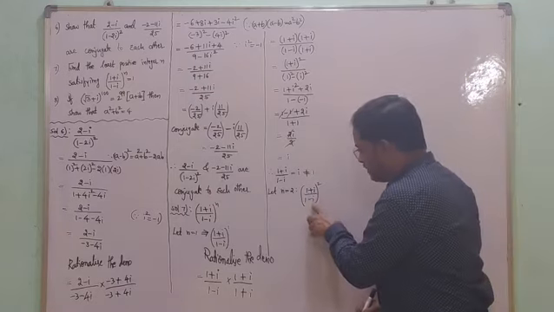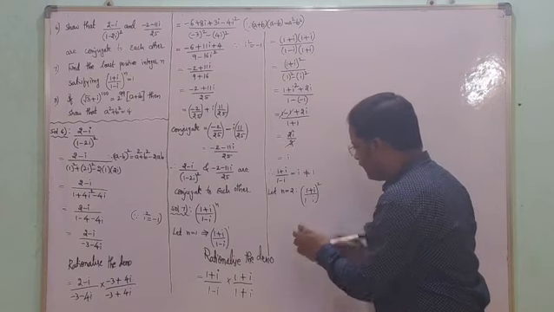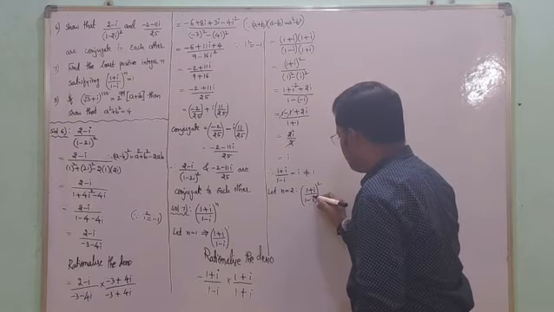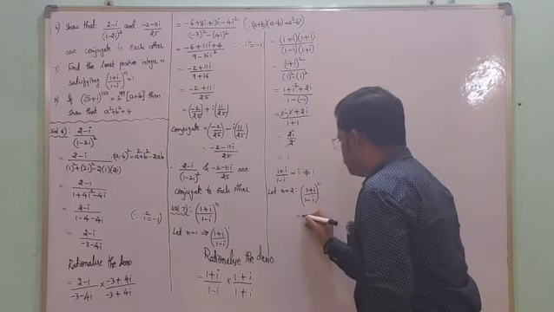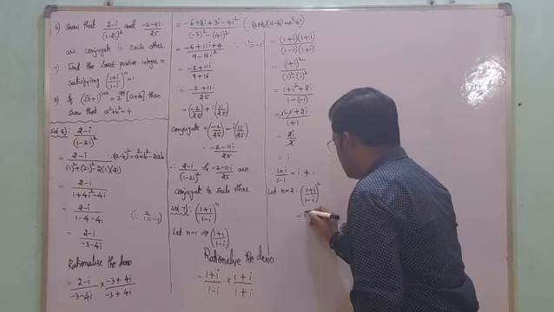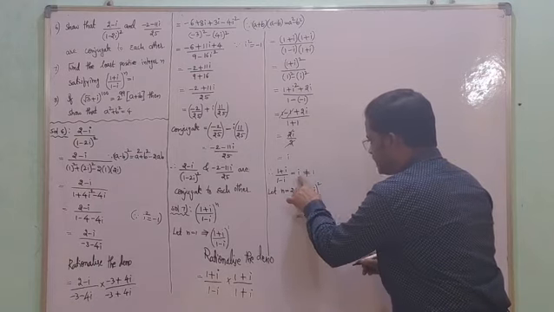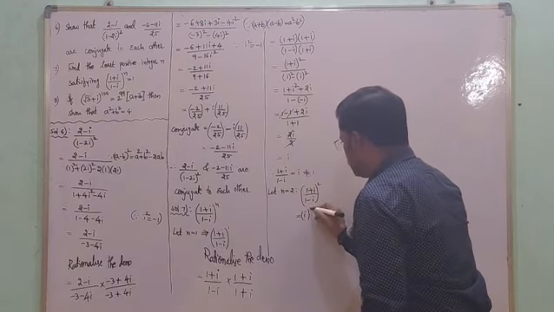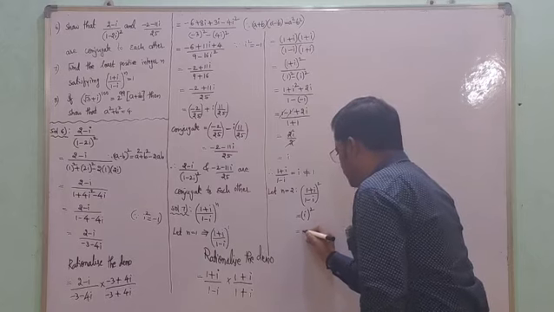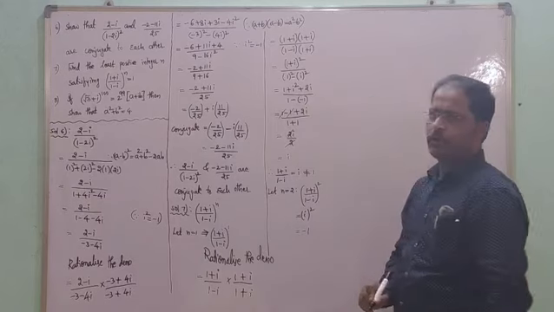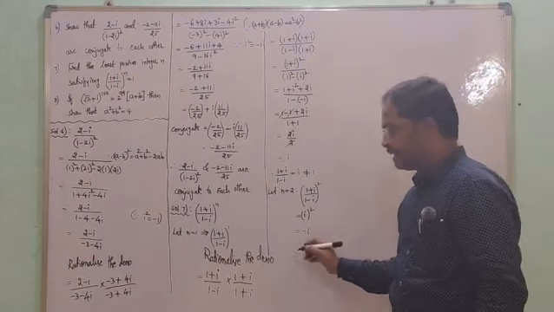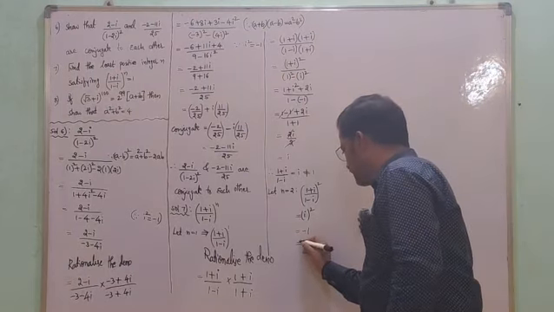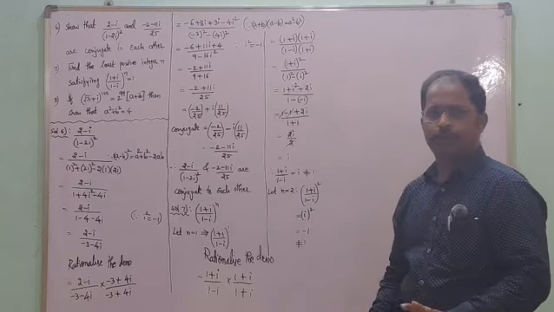So (1 plus i) by (1 minus i) value is already completed. What is the value? (1 plus i) by (1 minus i) value is i, so substitute i. This one is i, and whole square. i square value we already know is minus 1. Is it equal to 1? No, it is not equal to 1. So not equal to 1 means the answer is not completed.